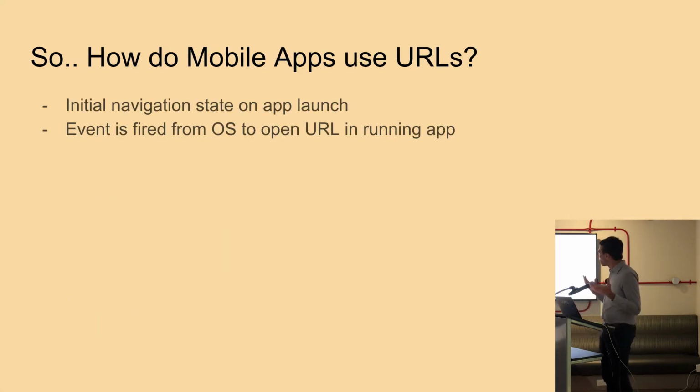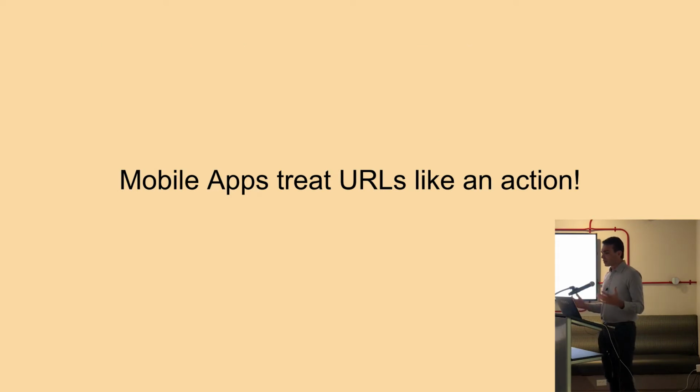So are URLs relevant inside mobile apps? The short answer is yes. You can often launch a mobile app with a particular URL, and you expect that mobile app to be jumped deep inside of your app. We often refer to that as deep linking. And then also, while your app is running, the operating system or the browser might link to you, and you're going to be given an event, basically, from the OS that's saying, hey, we need you to open this URL. Go and open it. So in mobile apps, URLs are really more like actions that we can handle.